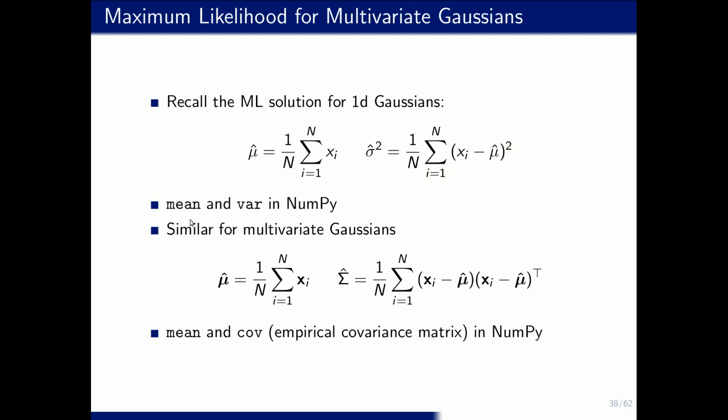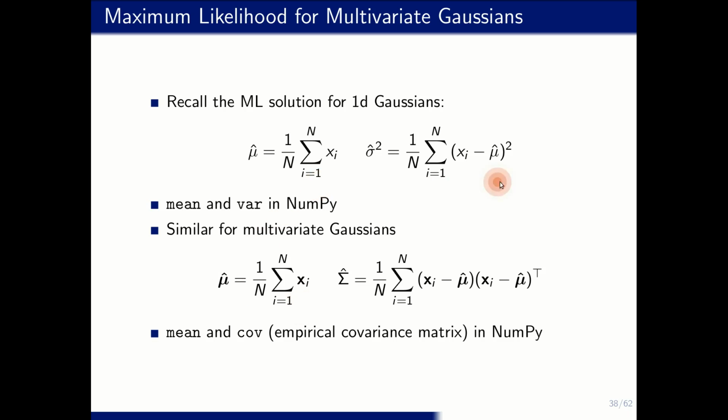And as said in the previous section, we can apply mean and var from NumPy to do this. So these two functions in NumPy already do this for us. And it's pretty much the same story for multivariate Gaussians. We essentially just need to take the mean vector of our data. So now our data is sampled vectors, and if we just take the mean of these vectors, this gives us the maximum likelihood solution for multivariate Gaussians. So pretty much the same story in high dimensions.